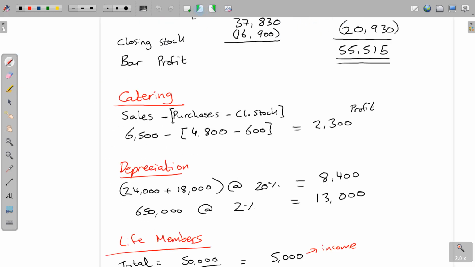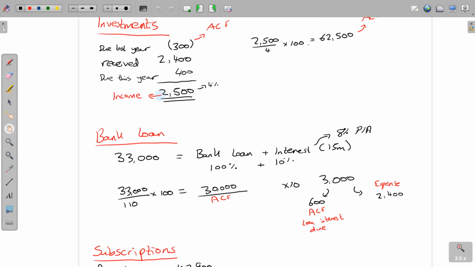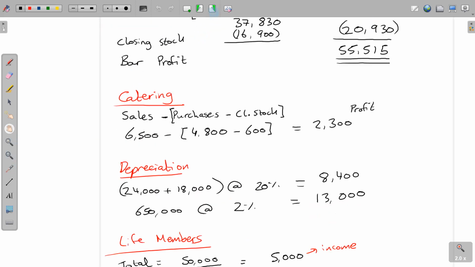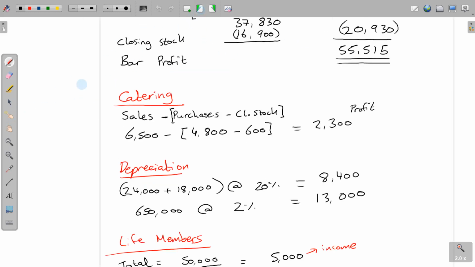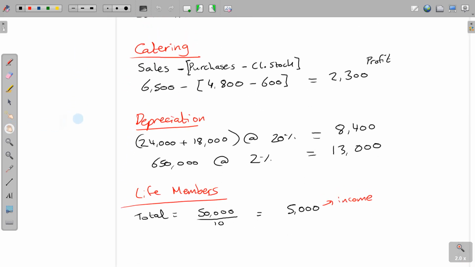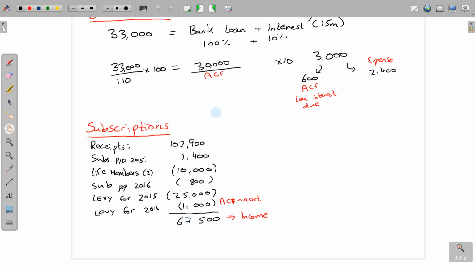Our investment income we said was 2,500. And where is it? Up here. So remember, anything that goes into the P&L or the income and expenditure is always going to be... sorry, that's wrong. It's 2,500. Subscription, so we have that figure as well somewhere here. So 67,500.